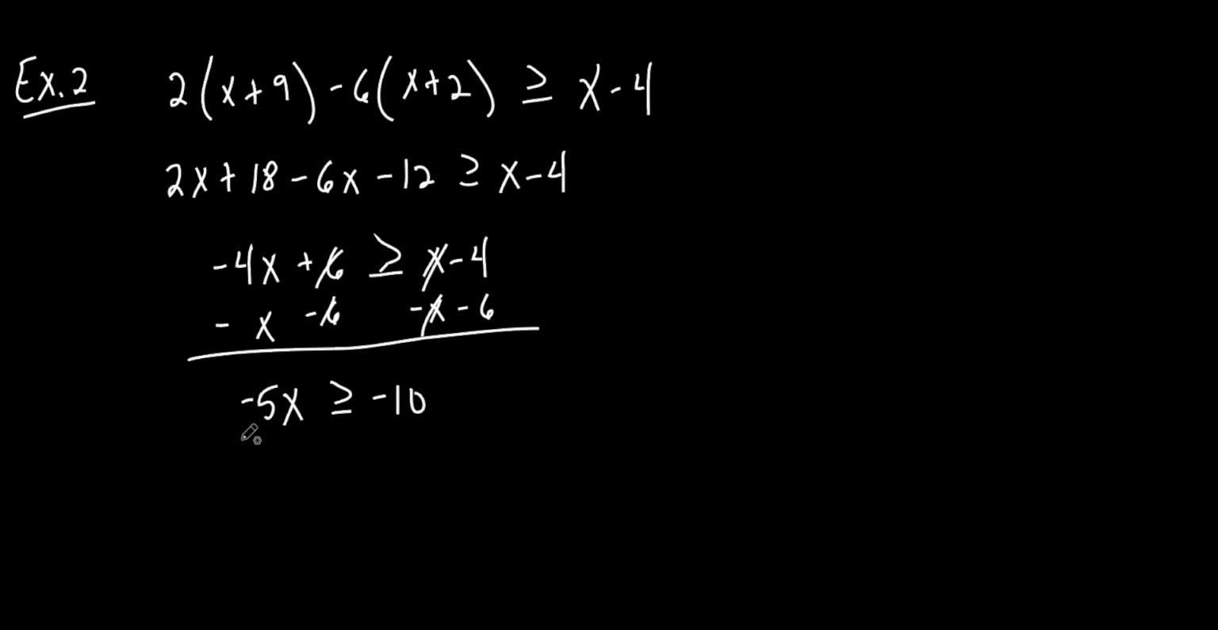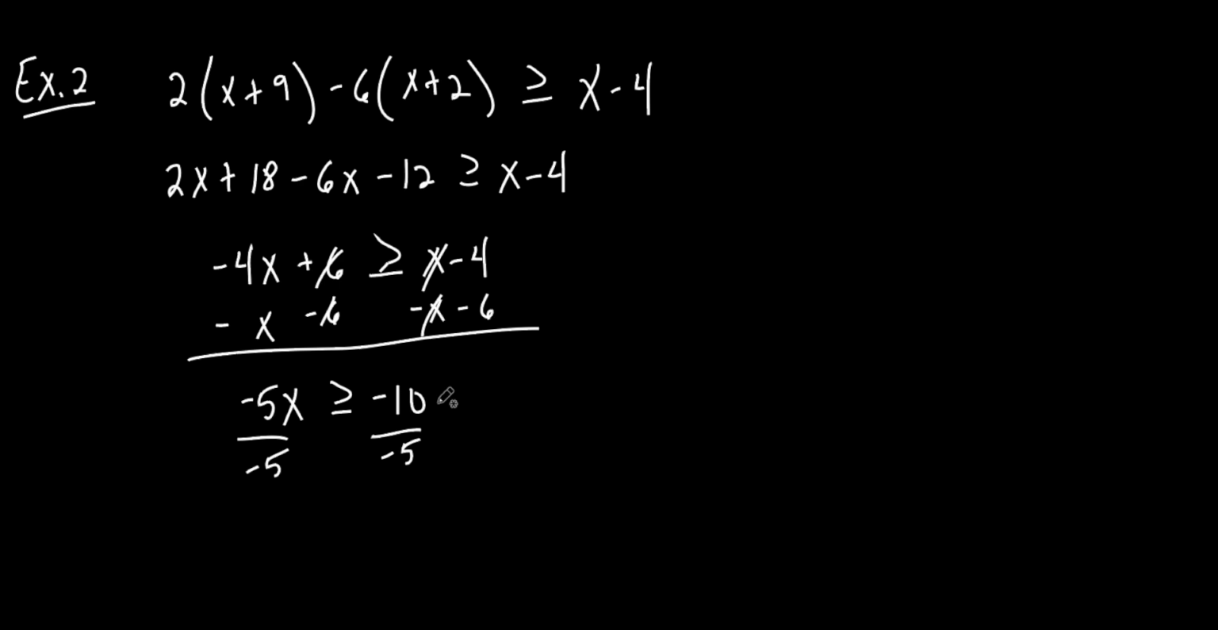Now watch this. I divide by what? What do I divide by? I got to get x by itself. Nobody's talking to me today? What do I divide by to get x by itself? Say it, no. Negative 5, good. So divide by negative 5, divide that by negative 5.